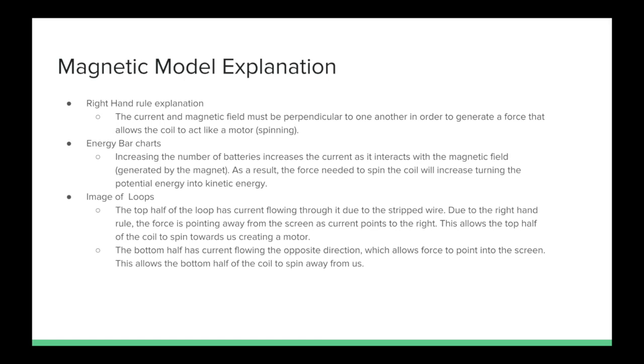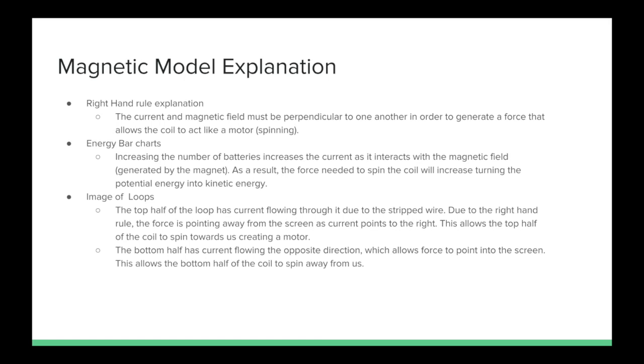As already stated, the current and magnetic field must be perpendicular to one another in order to generate a force that allows the coil to spin and act like a motor. This is known as the right-hand rule. With that being said, our energy bar charts represent the energy created while the motor is in motion. Increasing the batteries increased the current, which ultimately increased the force. Therefore, our energy turned from potential to kinetic as the motor was in motion.